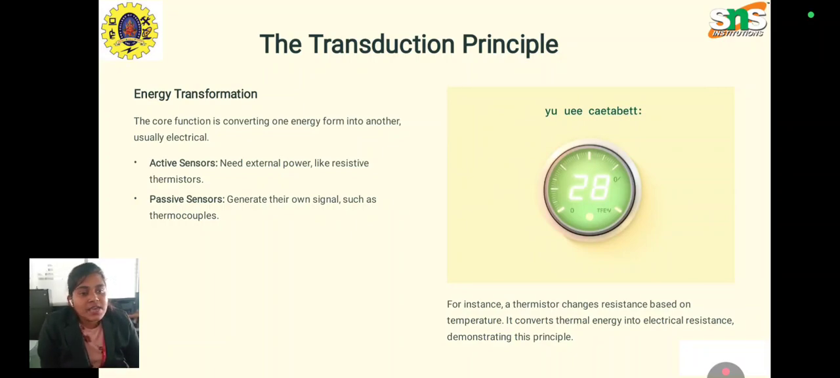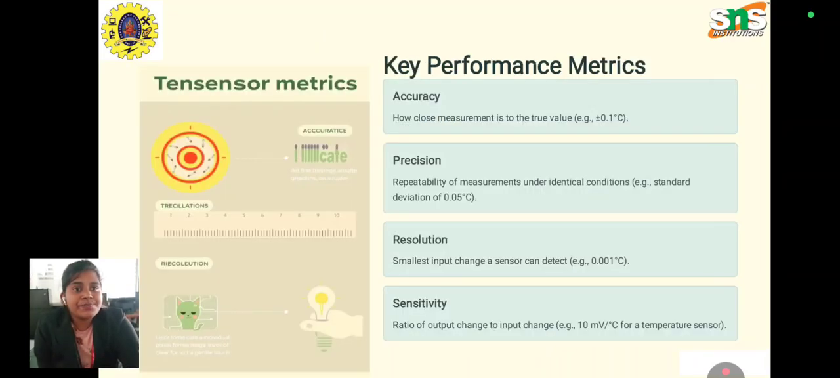So let us see the key performance metrics. How do we judge the performance of a sensor? There are four key parameters. The first one is accuracy, which is how close the reading is to the actual value. Next is precision, the repeatability of the measurement. Next is resolution, the smallest change in the detection. And the last one is sensitivity, which is how much the output changes with the input. For example, in a temperature sensor, high sensitivity means a large voltage change for a small temperature variation.